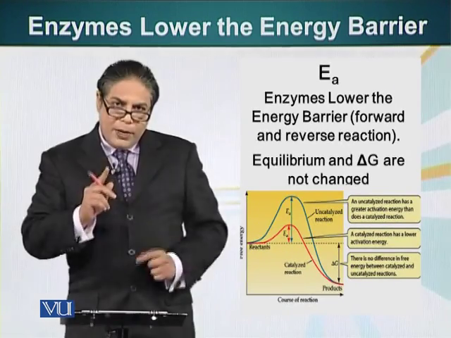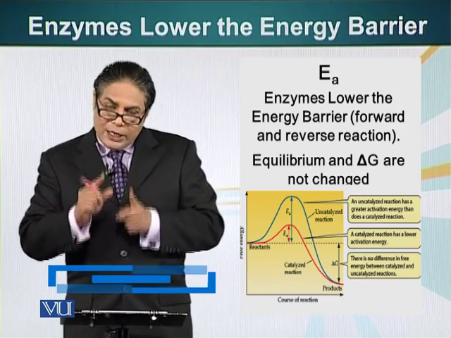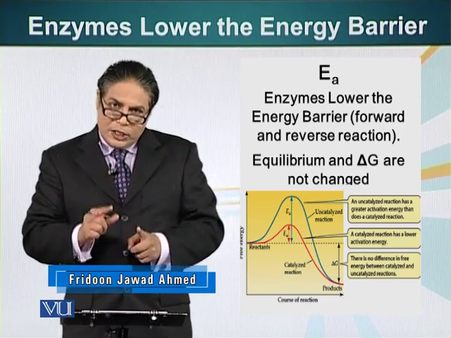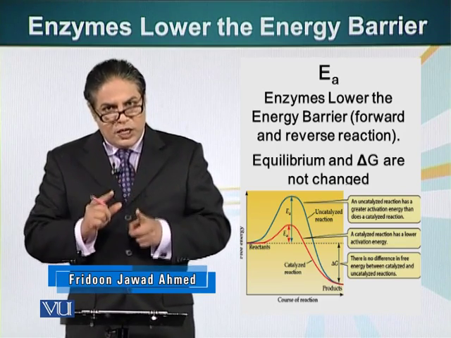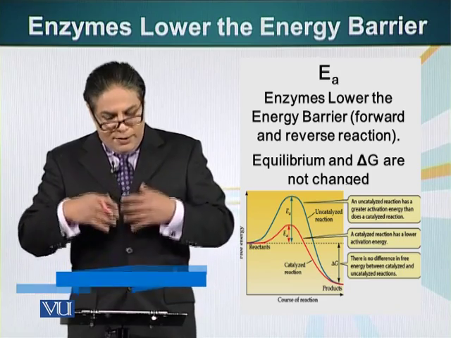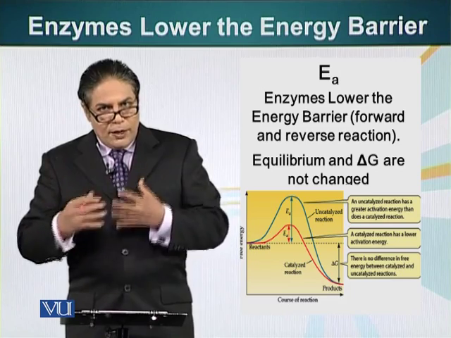However, equilibrium is dependent upon the delta G, the free energy. Enzymes cannot change the delta G or the equilibrium of a reaction. They can change the activation energy. And by changing the activation energy, they can speed up the rate of the reaction.